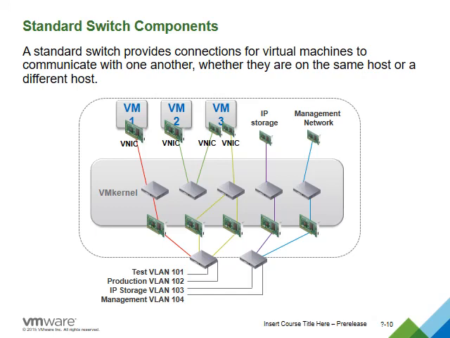Standard switch components. A standard switch provides connections for virtual machines to communicate with one another, whether they're on the same host or on a different host. As we can look at this slide right here, the first configuration, you can see it's a standard switch with a single outbound adapter. In the ESXi host, this is the uplink adapter. It's bound to this physical adapter that goes out to the physical switch. You can see the VLANs here.